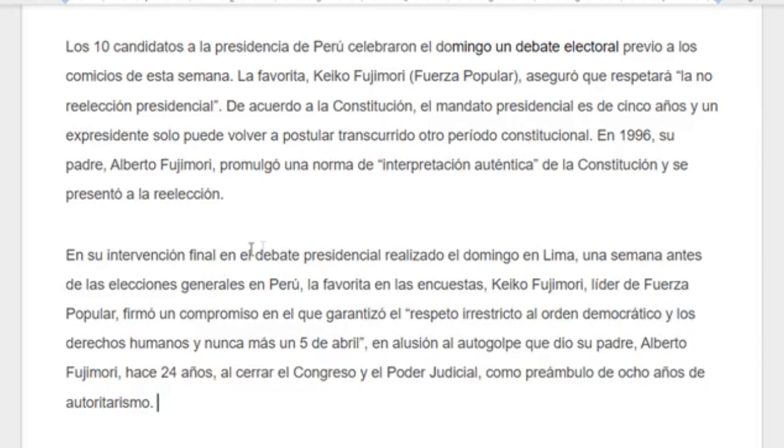In her final intervention in the presidential debate that transpired Sunday in Lima, a week before the general elections in Peru, the favorite in the polls, Keiko Fujimori, leader of the Popular Force, signed a compromise in which she guaranteed unrestricted respect to the democratic order and human rights, and never again in April 5th, in allusion to the self-coup of her father, Alberto Fujimori, 24 years ago, where he closed the Congress and the judicial power, the Supreme Court, as a preamble to 8 years of authoritarianism. That word that I can't say even in English.